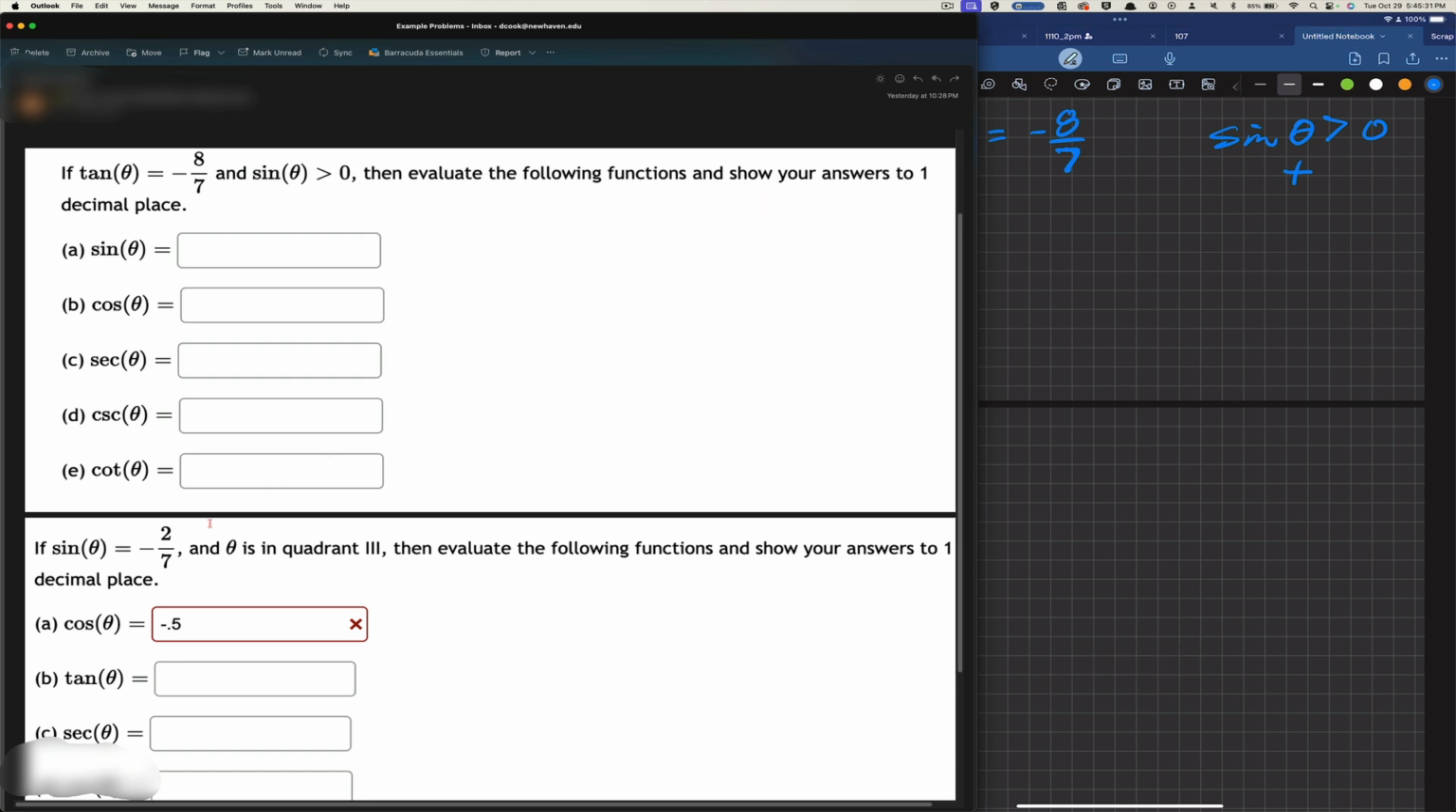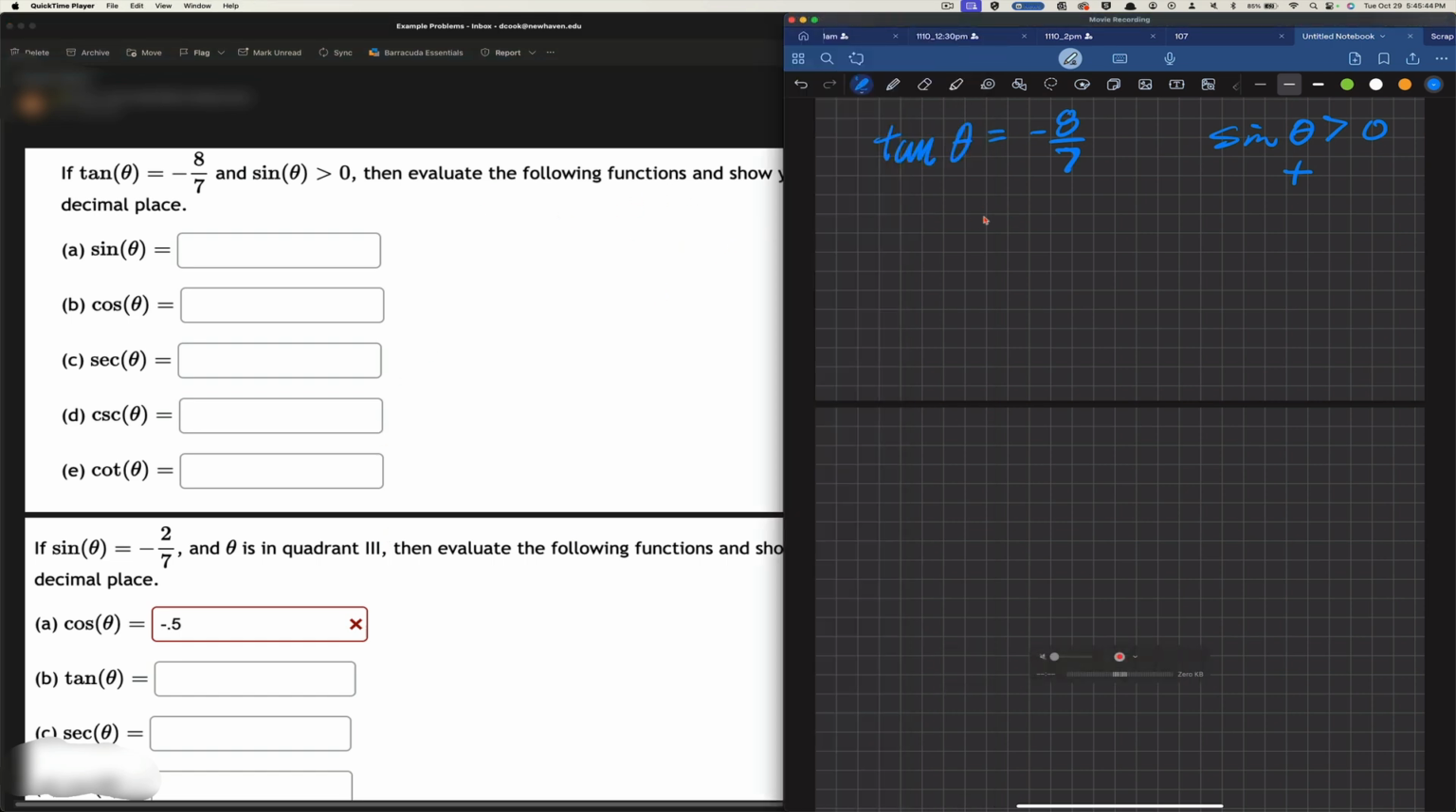Okay. Over here in this problem, they give you the same type of information. They tell you the sine of some angle is negative 2/7, and then they give you a second piece of information that says that the angle is in quadrant 3. Okay, so we'll focus on the first one, most of which is going to happen over here on the iPad.